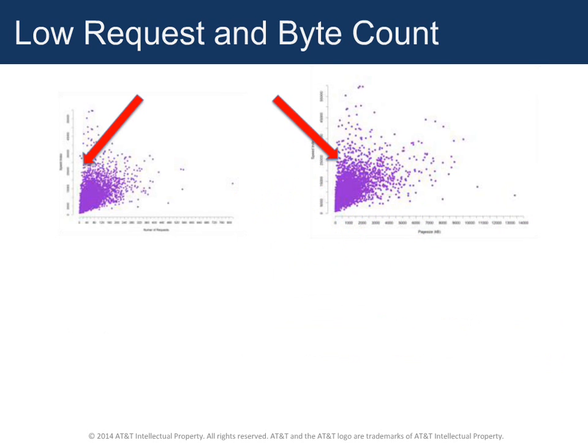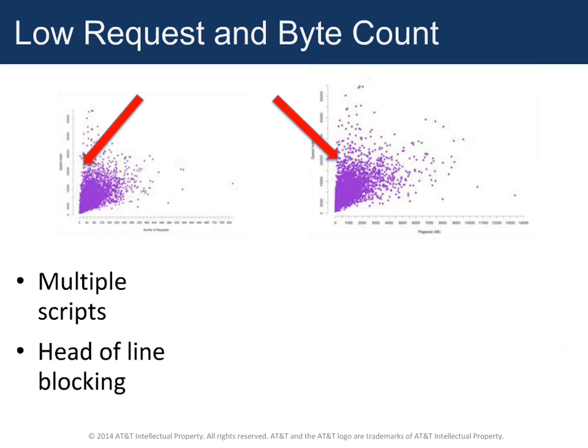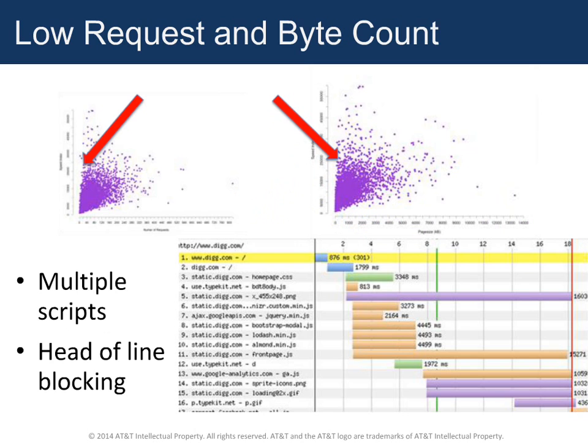And here's a site that actually has both. It has a low request count and a low byte count. But the problem we see here is there's a whole bunch of scripts loading, and they're all shown here in orange. Each one of those scripts has to load completely before rendering can start. So these scripts are blocking the loading of this page. And there might be some head-of-line blocking as well. There's an image here shown in purple. It's request number 5, I believe.